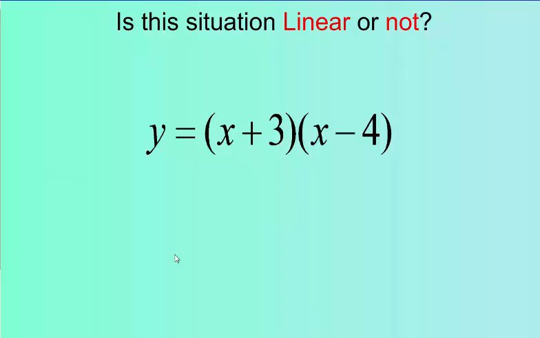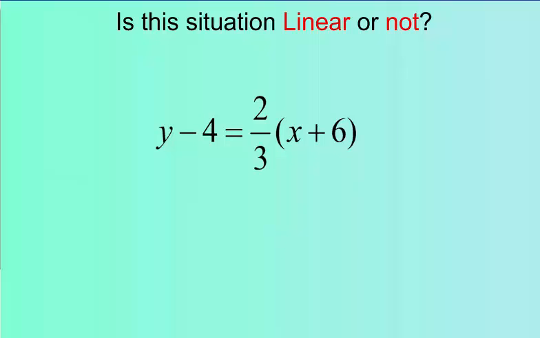Looking at this second one, we've got our variables, y and x. This one is somewhat tricky. Since these are both in parentheses, we would have to use the distributive property in order to simplify it. If I use that first step of doing x times x, that would give me an x squared. Since that is not to the first power, that eliminates this from being a linear function. So this is not linear. This would actually be quadratic, which we will learn about later in the year.